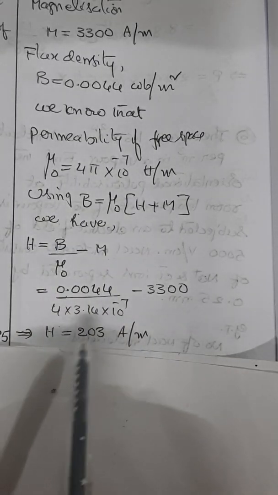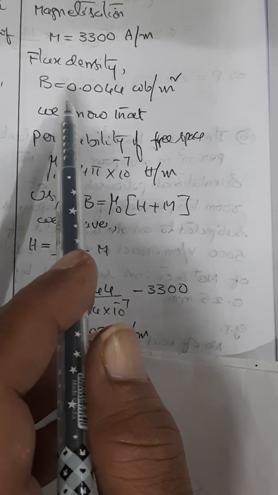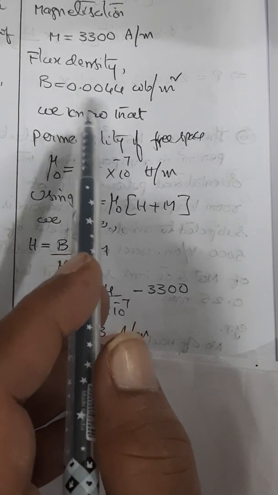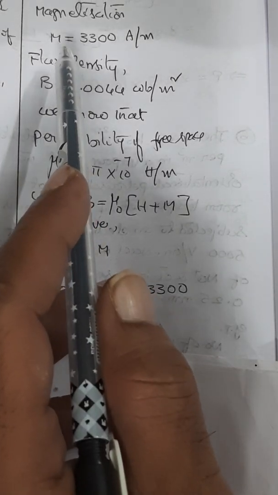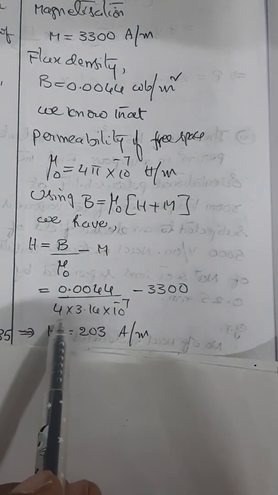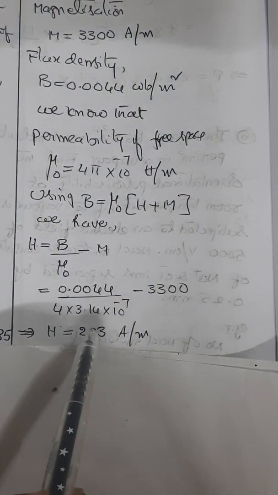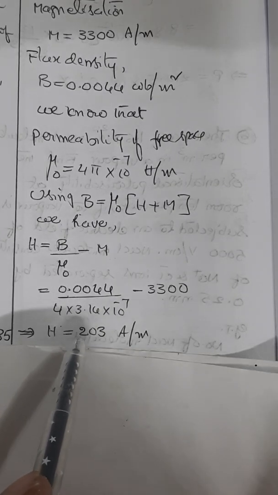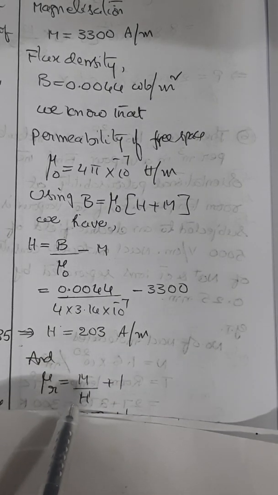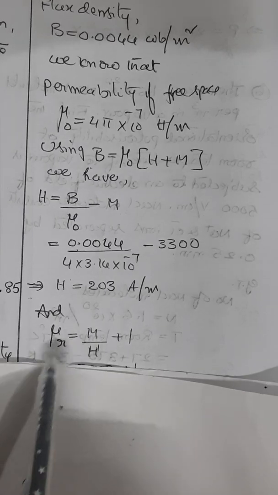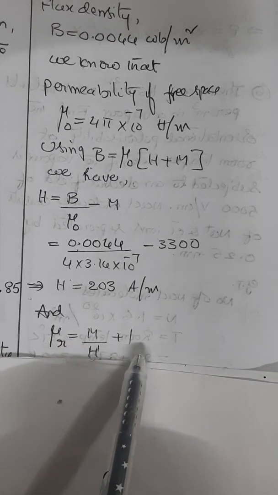So you got the H value now. You already know the B value. So with M value given, and with M and H, using mu r equal to M by H plus 1, we will calculate the relative permeability mu r. Therefore, using this formula, mu r is equal to M by H plus 1.